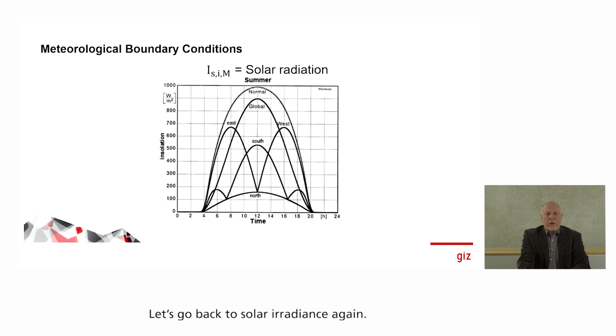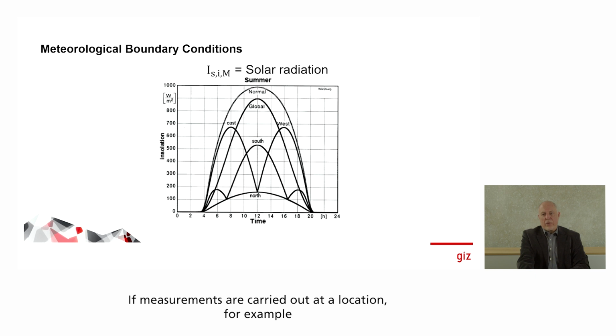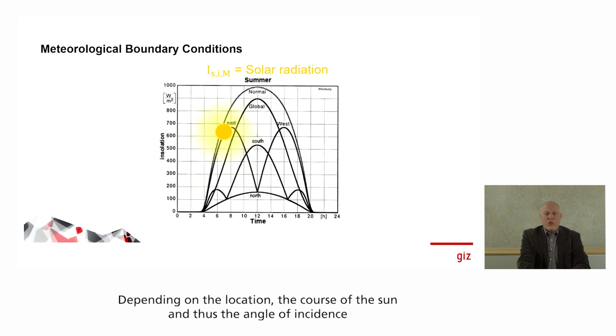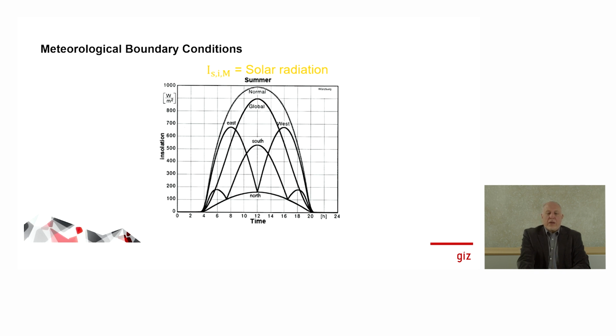Let's go back to solar irradiance again. This value depends on the meteorological boundary conditions. If measurements are carried out at a location, for example, with a pyranometer, such diagrams can result. Depending on the location, the course of the sun, and thus the angle of incidence, differs and can be described as a resulting irradiation that hits the Earth's surface. Depending on the time, the position of the sun changes, and therefore the irradiation on the surface differs also.